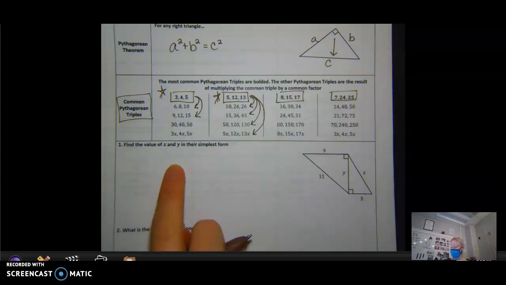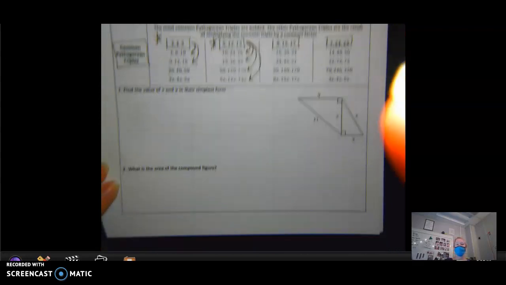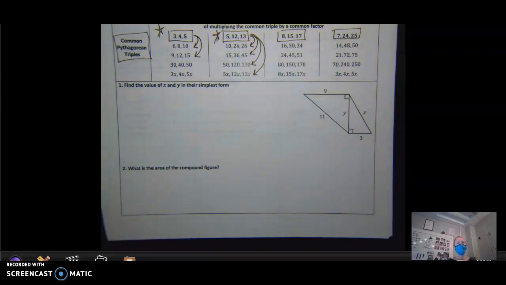Okay, so what I want you to do right now is try to answer number 1 and then number 2. Someone remind me, how do you find the area of a triangle? Base times height, what? Yep, one half of base times height. Or another way to say that is base times height divided by 2. Same thing. So try number 1 and number 2.